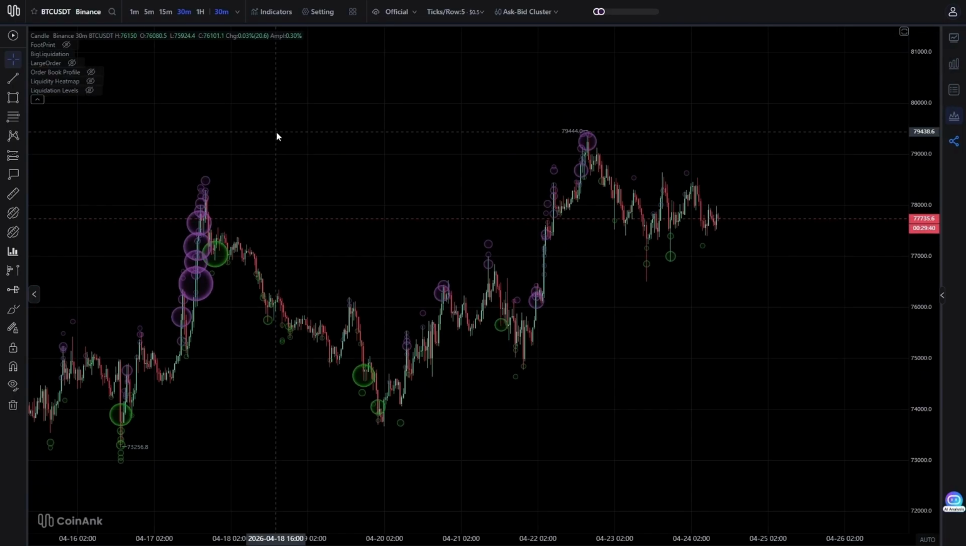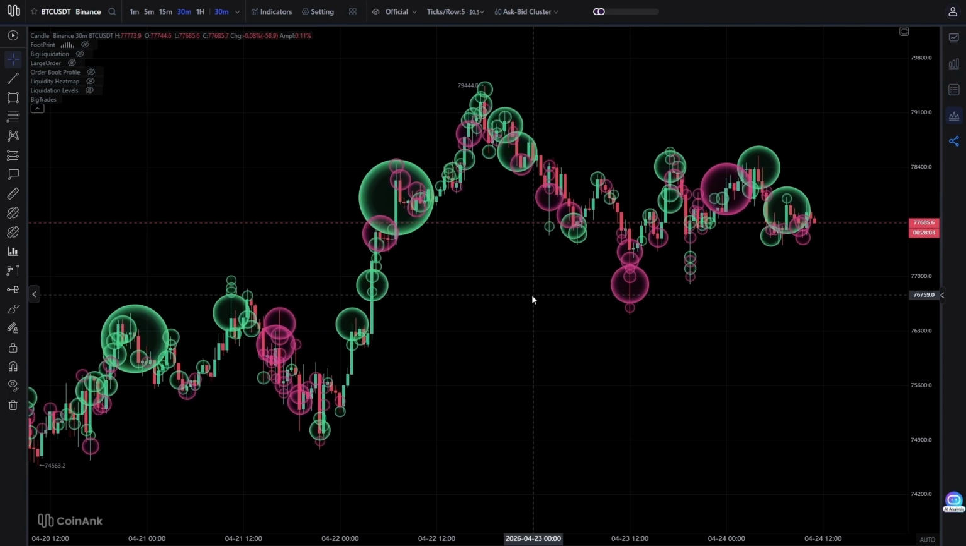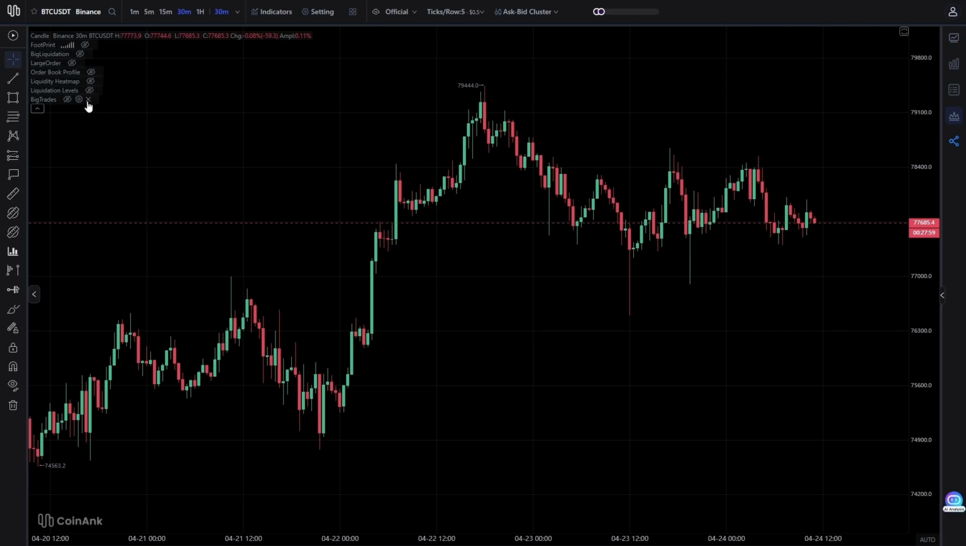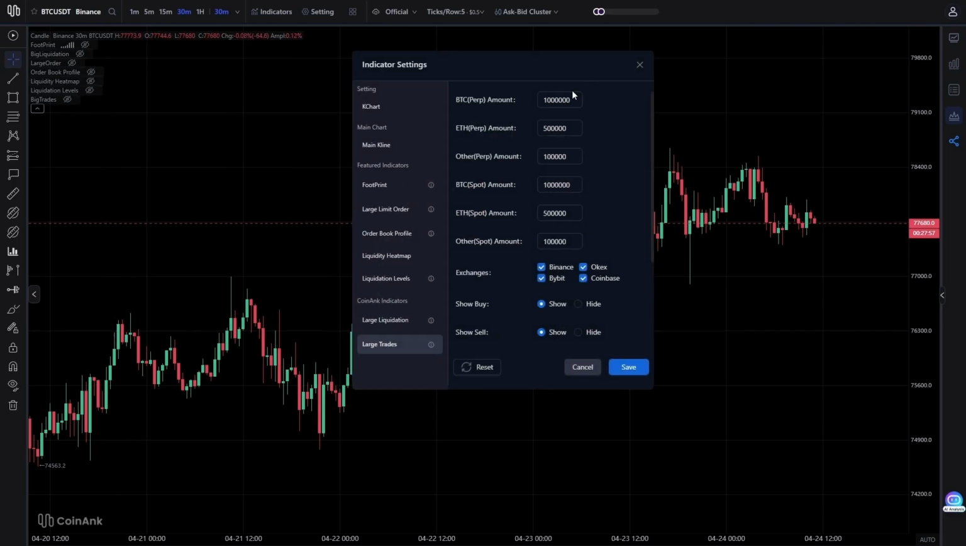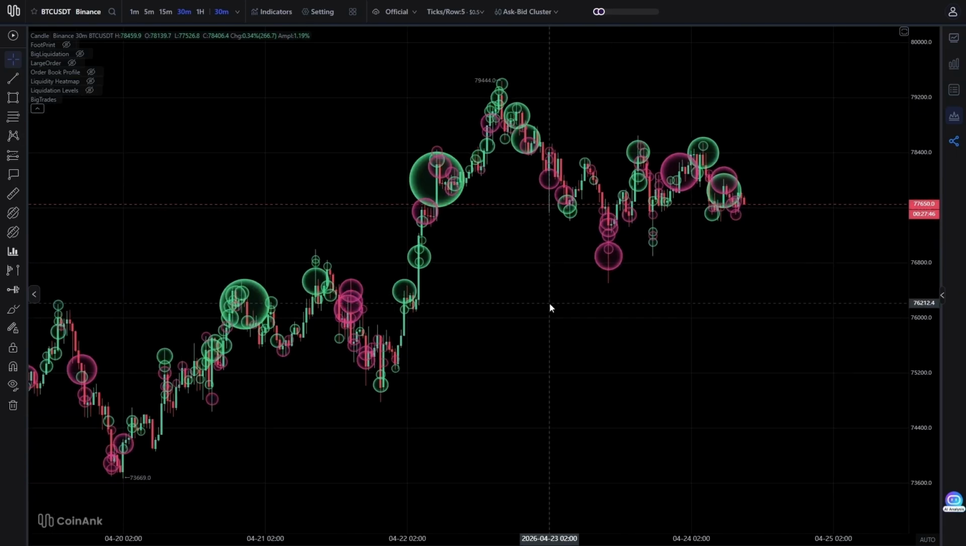So that's pretty much what's new. Like I said, I'm a really big fan of these big liquidation bubbles. I also forgot to mention we have these big trades bubbles now, so you're probably familiar with these already. You can set it up yourself, play around with these numbers on different coins, but I think it's familiar for most who use the Coinglass one.